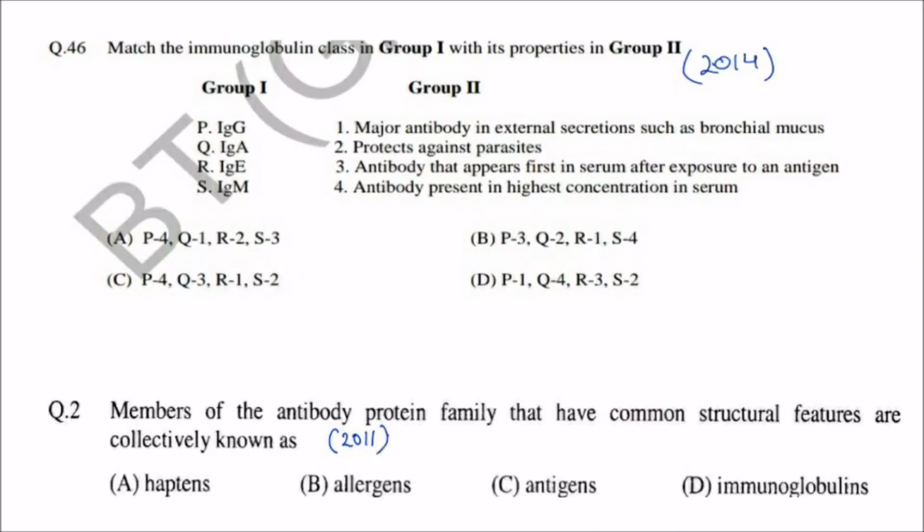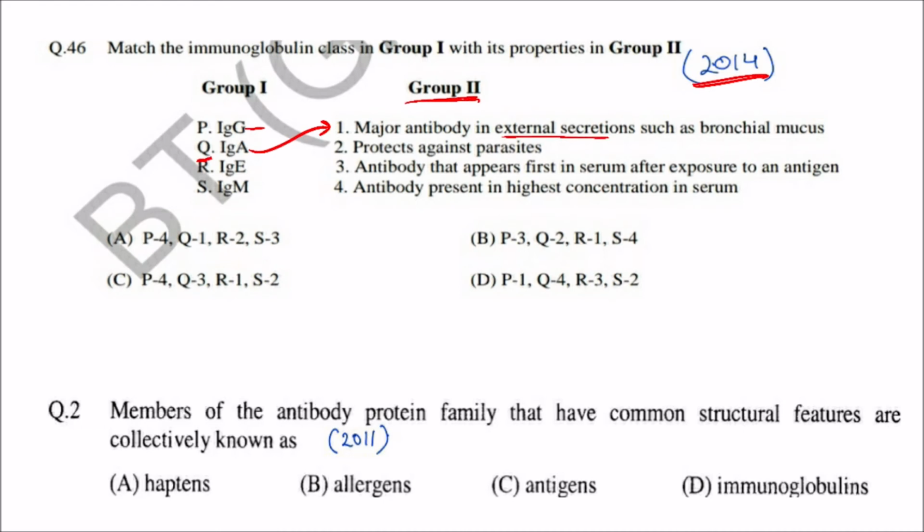Coming to our next question, from GATE 2014. Here the immunoglobulins are given, and in group 2 you have to find out the function. If we take IgG, it is an antibody that is in external secretion, no, it is IgA. You can do this question very quickly by comparing the question to the given options.